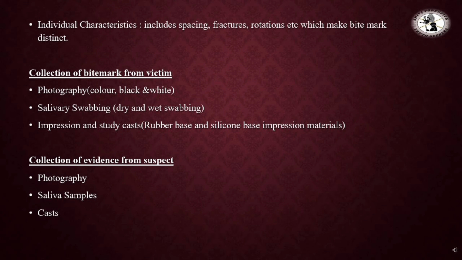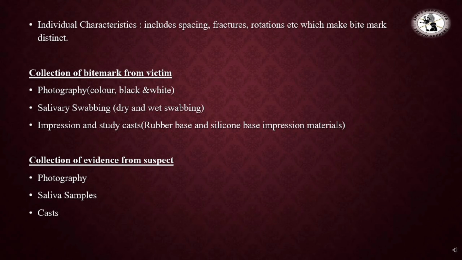It is dependent on the biter's teeth marks, also the fractures and the spacing present in the biter's teeth. Collection of bite mark evidence from a victim and a suspect. It is mainly collected from the victim in cases of sexual assault as well as child abuse, and also from the suspect in this case. From the victim, it is collected using photography. Color photography and black and white photography are done. Then salivary swabbing: dry and wet swabbing is done. Then impression and study cast. Rubber-based and silicon-based impression materials are used for impression and study cast.